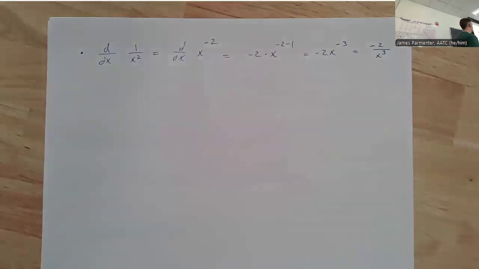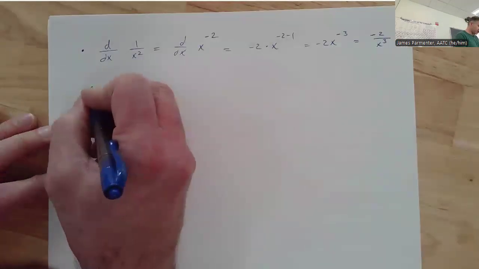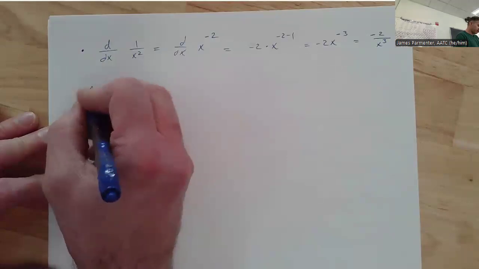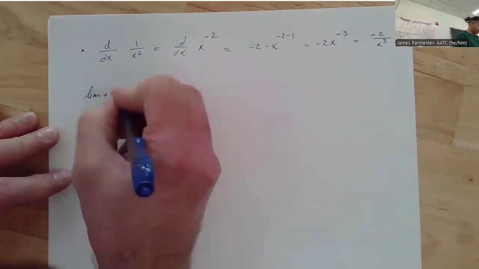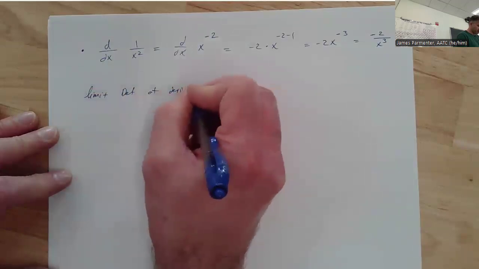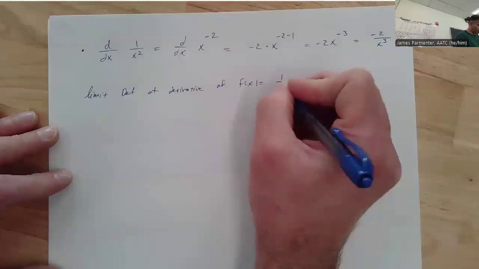I will also say, kind of generally, when we talk about derivatives of functions, the first place you go is, well, it's a new function. Let's throw the limit definition at it and see what happens. Sometimes it works out great, sometimes less so. But here, we want to use the limit definition to find the derivative of f of x equal to 1 over x squared.